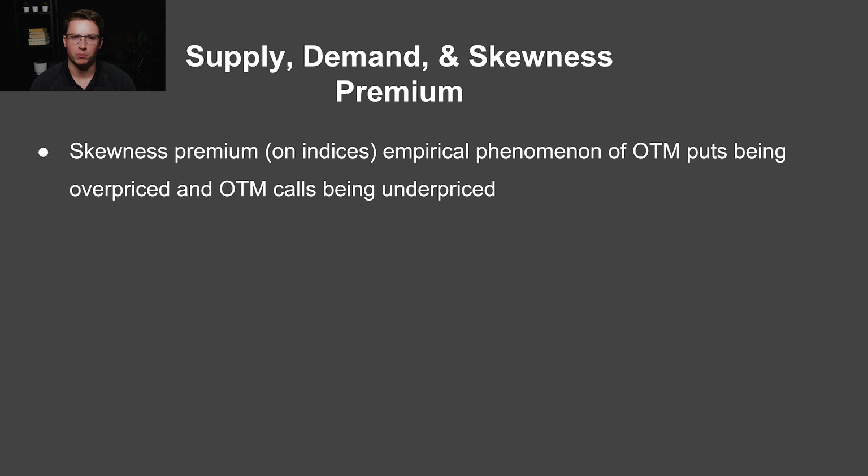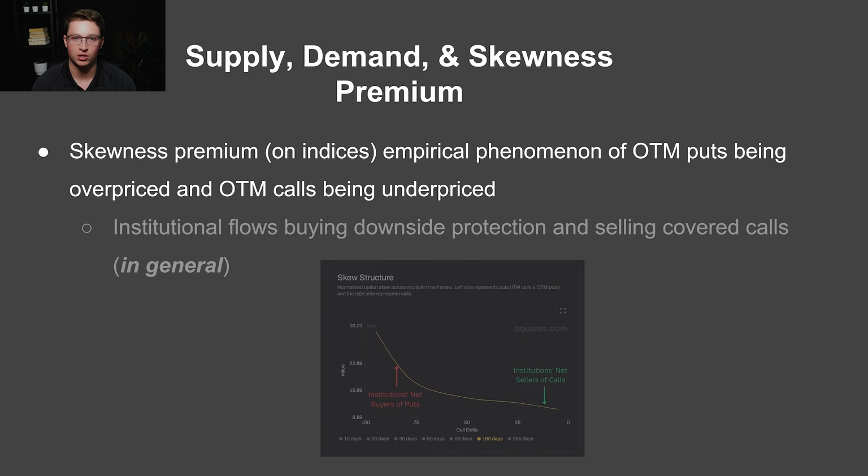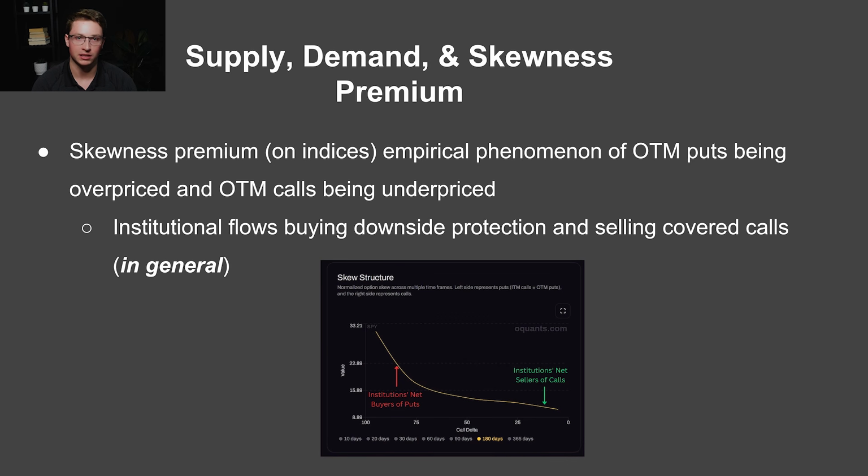But why does this premium persist? It's largely due to demand for downside protection. Institutional investors with long equity exposure routinely buy puts to hedge tail risk. This persistent demand drives up the prices of implied volatility of these puts. On the supply side, market makers or volatility sellers are only willing to absorb the risk if compensated with a risk premium, meaning higher implied volatility.